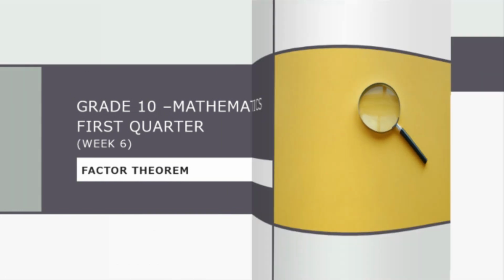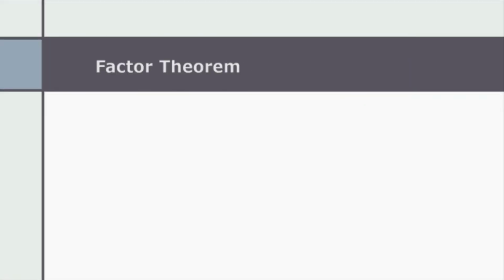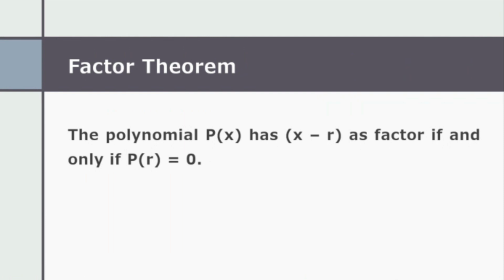So what is the factor theorem? The factor theorem states that the polynomial p of x has x minus r as a factor if and only if p of r is equal to 0. In short, the divisor is considered a factor of the given polynomial if the remainder is 0.